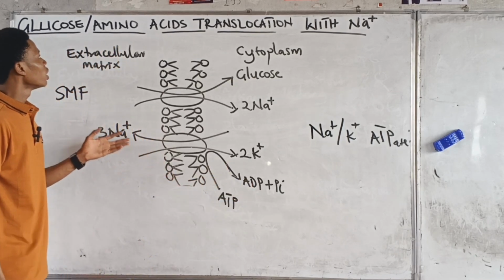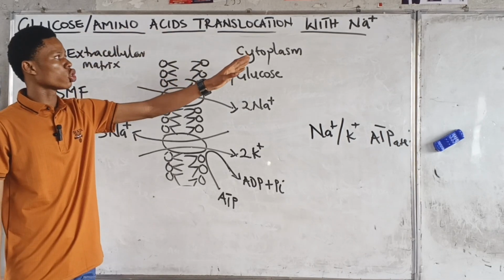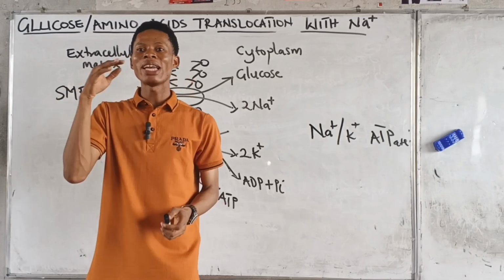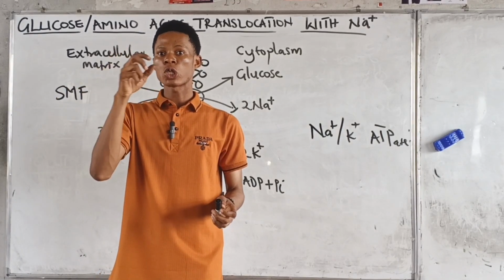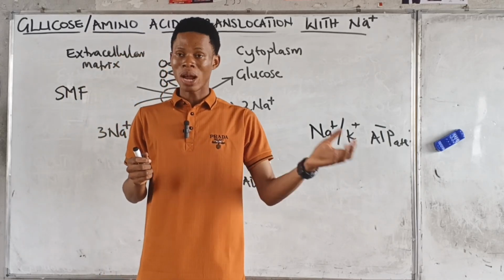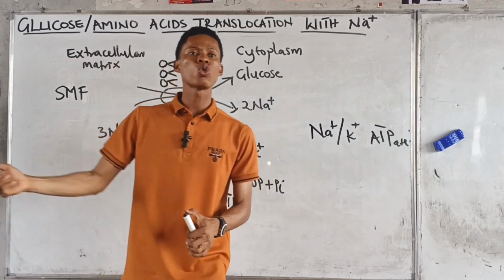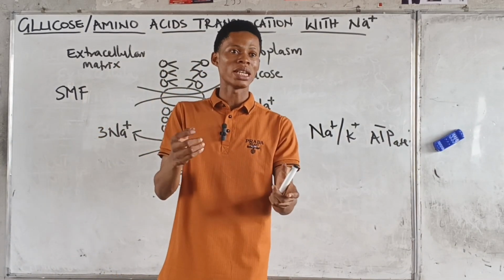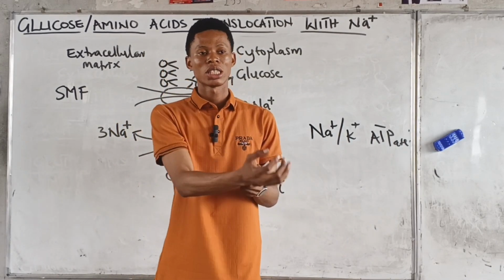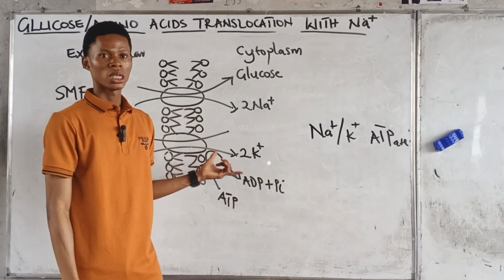So, this structure on the board explains glucose or amino acid translocation with sodium ion. Take note that for every 2 molecules of sodium entering the cell, sodium motive force is generated, right? That can transport how many molecules of glucose into the cell? 1 molecule, right? And to maintain balance, how many molecules of sodium ion are sent out? 3 molecules are sent out of the cell by the sodium potassium ATPase.